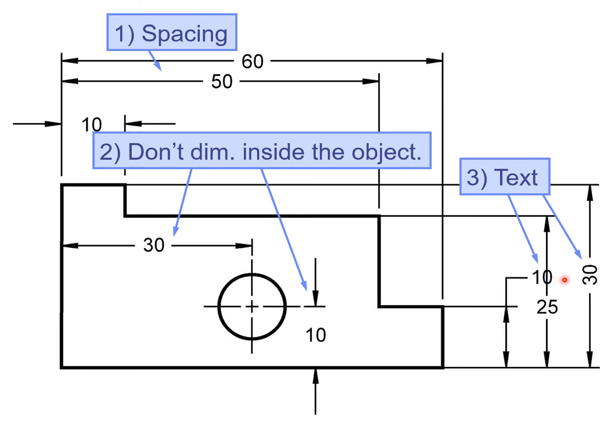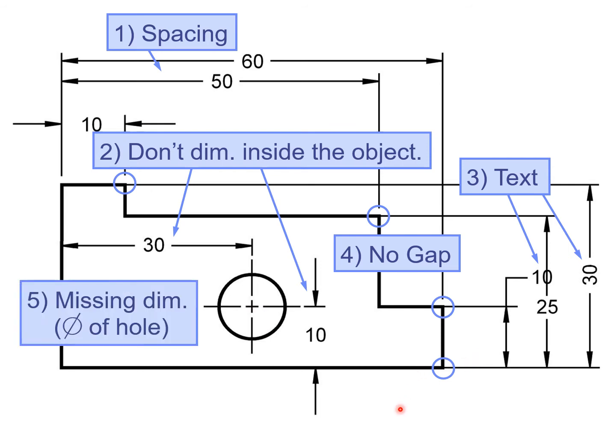Okay, another mistake again is here we have text crossing each other. And we have text that is in the wrong orientation. We're also missing gaps, as we mentioned, between the extension line and the object line. And one thing that I did miss, I completely forgot, was the dimension of the hole, the circular hole. So we're missing the leader and the diameter of the hole. Okay, so let's take a look at the next slide of how it should look like once it's corrected.